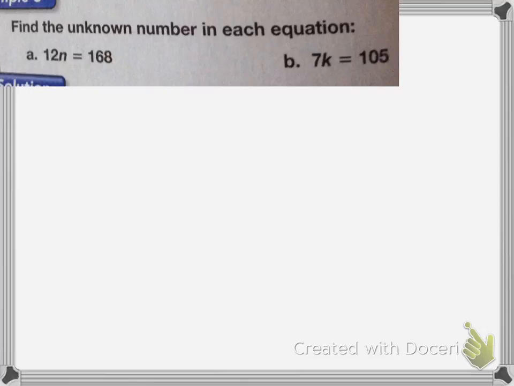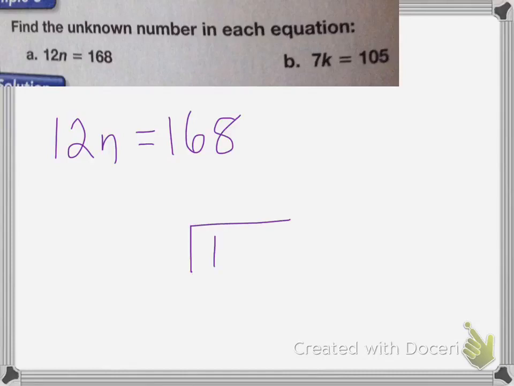Okay, with multiplying, we're going to do the opposite operation to find my answer. So I have 12n, which is 12 times n, equals 168. So to find what n is, I'm going to divide 168 by 12. I'm going to do 168 divided by 12.